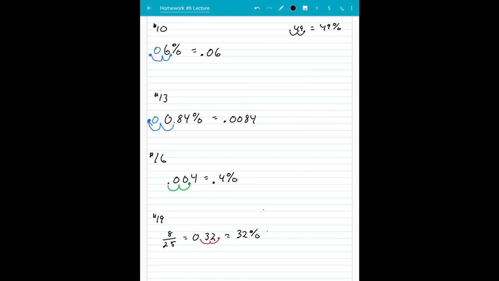Now, on number 20, and I think there's another one, 21, it asks you to change it to a decimal, then a percentage. They'll give you a fraction. You have to change it to a decimal and percentage, and that makes sense. You have to divide the fraction first to get a decimal, then change the decimal to a percentage afterwards. And then you get an answer after that.